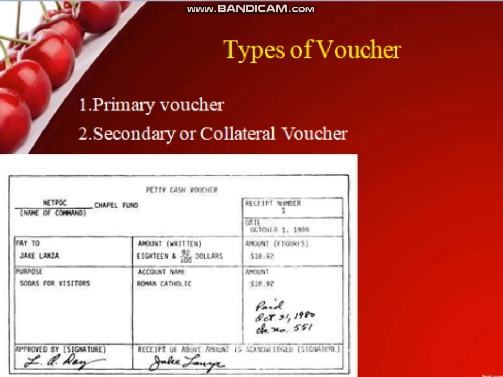Mainly, there are two types of vouchers. One is the primary voucher and the second is the secondary or collateral voucher. A primary voucher is the main voucher that supports a transaction. Secondary or collateral vouchers are those vouchers which support the primary voucher.